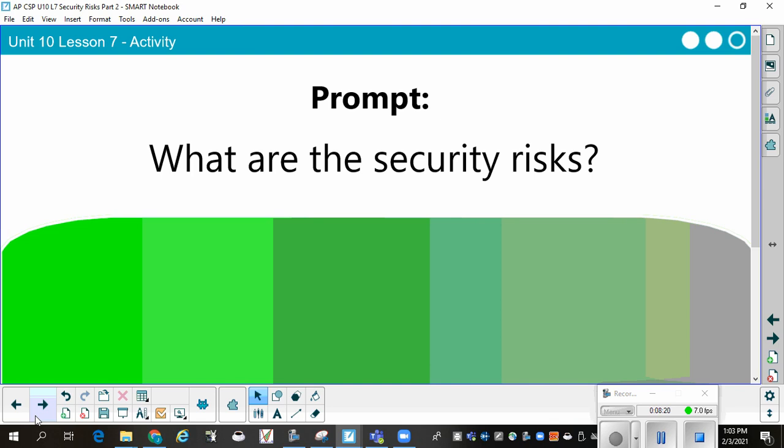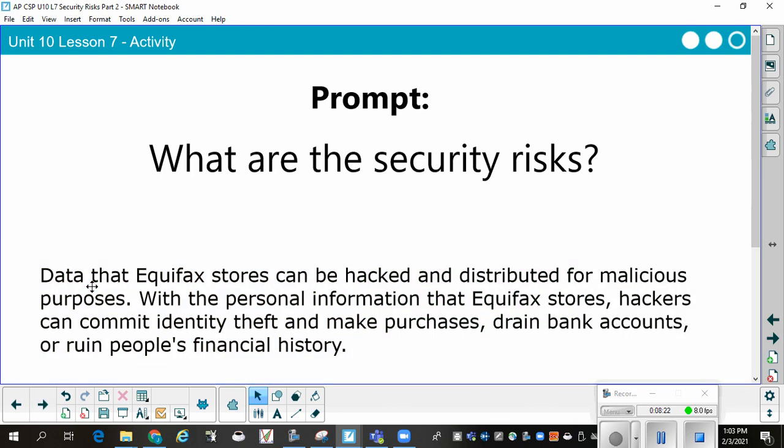What are the security risks? Well, data that Equifax stores can be hacked and distributed for malicious purposes. With the personal information that Equifax stores, hackers can commit identity theft, they can make purchases, they could drain your bank account and ruin your financial history. Basically, they could ruin you with the information that Equifax stores.